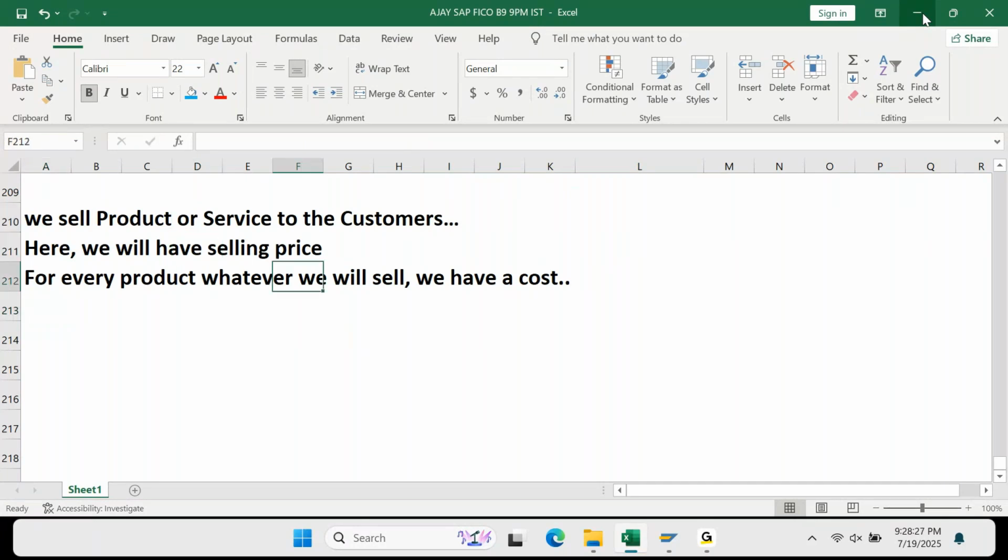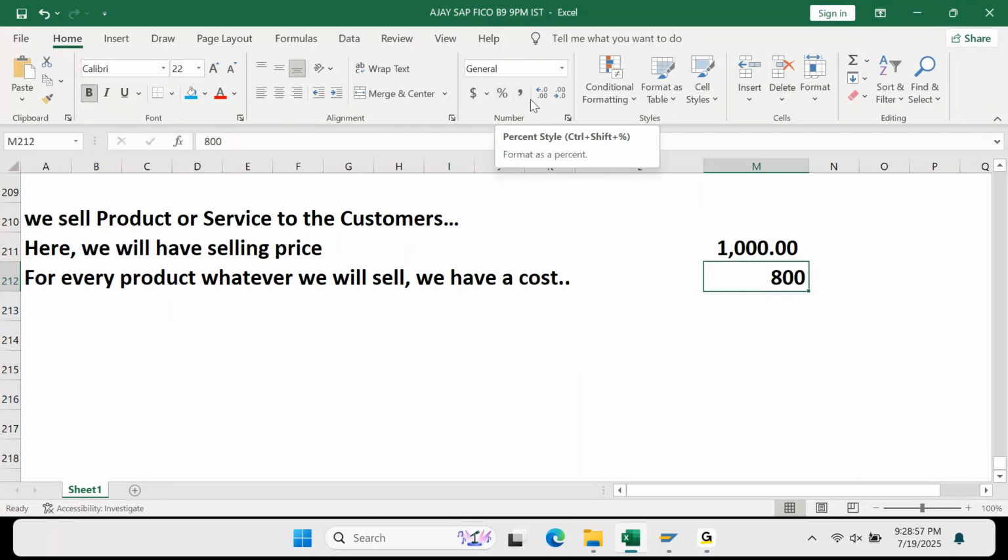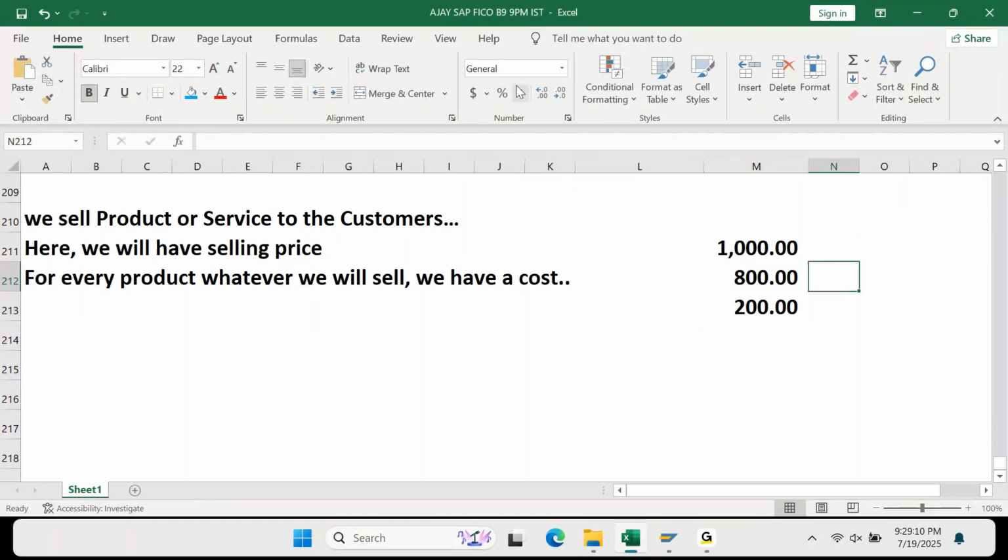Let's assume your selling price is 1,000 rupees. If you are selling a product for 1,000 rupees, is the cost 1,000 rupees, less than 1,000 rupees, or greater than 1,000 rupees? Most likely the cost will be less than 1,000. Let's say I take 800 as my cost. How will I get to know whether I am making a profit or loss? 1,000 minus 800, you get a profit of 200. Selling price minus cost price. 200 is the difference.